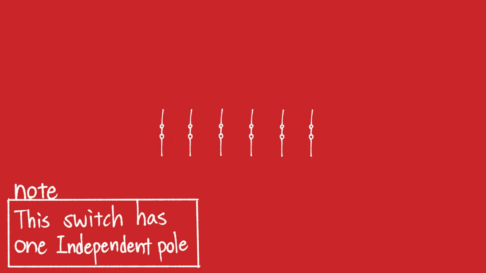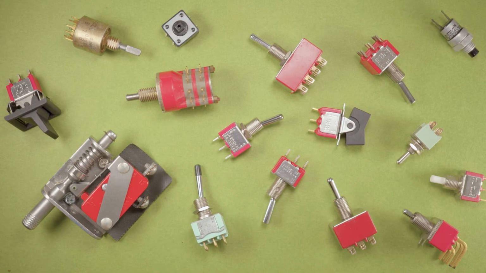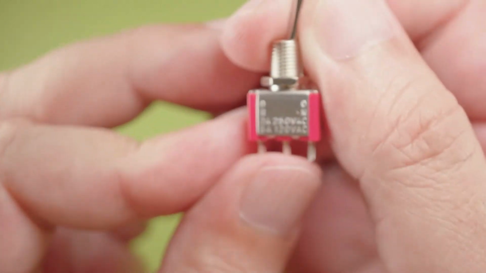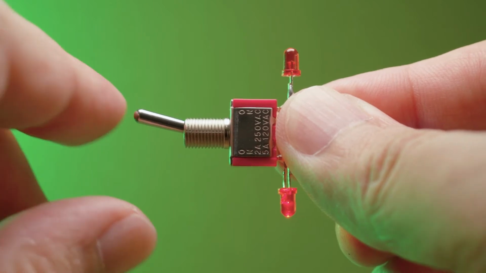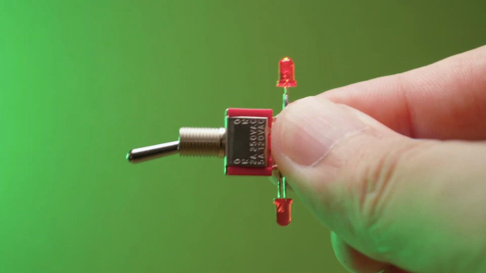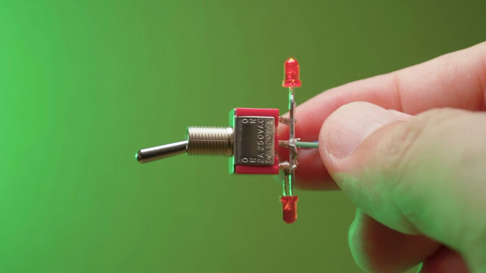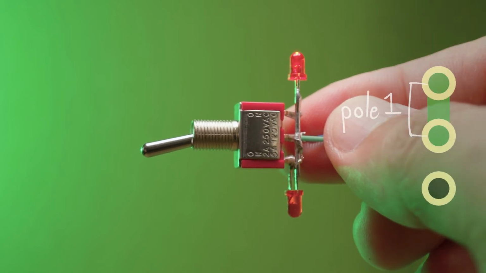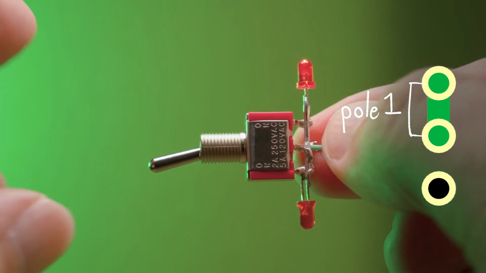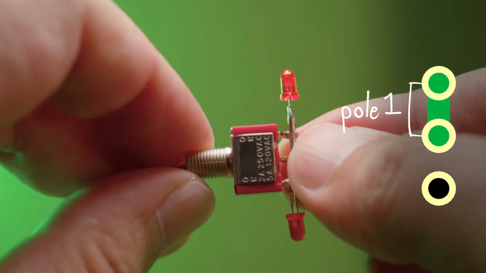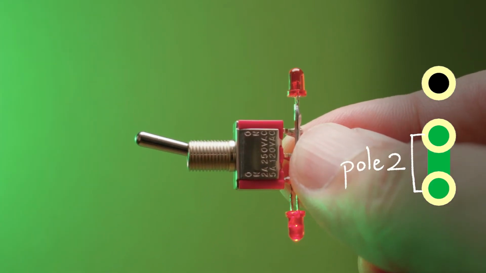multiple poles. Okay, so when I say poles, poles are the number of closed independent circuits within a switch. Now, I know that sounds kind of confusing, so let me show some examples to help you understand what I'm talking about here. Okay, over here we have a dual pole toggle switch, and if I move the toggle switch down, you see the upper LED light up, and when I go ahead and flip that switch again up, you'll notice the LED on the bottom light up.